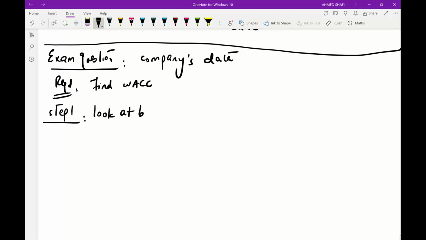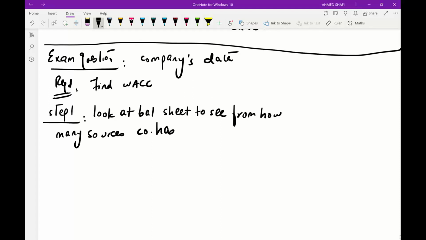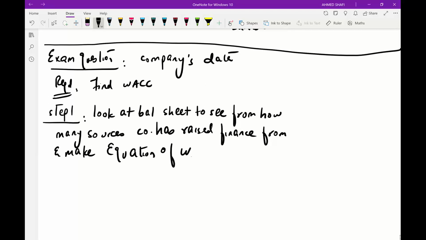When the question asks you to find WACC, the approach is you should look at the balance sheet to see from how many sources the company has raised finance, and make the equation of WACC. Okay, this has to be your first step, because every exam question of WACC will give you this requirement. So the first step is you should look at the balance sheet to see from how many sources the company has raised finance, because when you look at the balance sheet, you will get to know it has raised finance from 2 sources, 3 sources, 4 sources, and then you need to make an equation for WACC. How? Let me explain. Let's suppose the question asks you to find WACC.